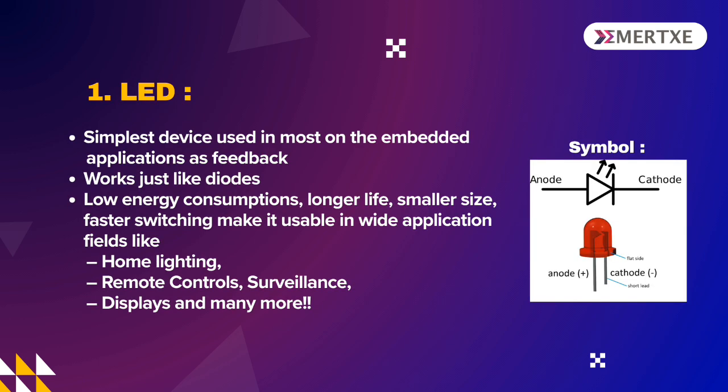First one, LED. LED stands for light emitting diode. It is a semiconductor device that emits light when electric current passes through it. It is the simplest device used in most embedded system applications as feedback. It works just like diodes. Low energy consumption, longer life, smaller size, faster switching make it usable in wide applications like home lighting, remote control, surveillance, displays and many more. This is the symbol of a diode, anode, cathode. The long thin rod is anode and the small thin rod is cathode.